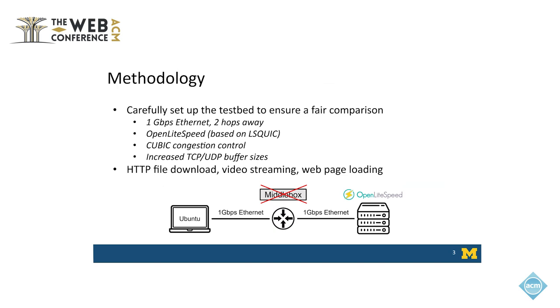We host an HTTP server using OpenLiteSpeed, which is built on top of a QUIC library called LSQUIC. The congestion control algorithm for QUIC is Cubic, which is also the default algorithm used for TCP. The UDP and TCP buffer sizes are adjusted to more than the link's bandwidth delay product to prevent buffer starvation during the experiments. In this study, we mainly look at the performance of QUIC in HTTP file download, video streaming, and web page load.